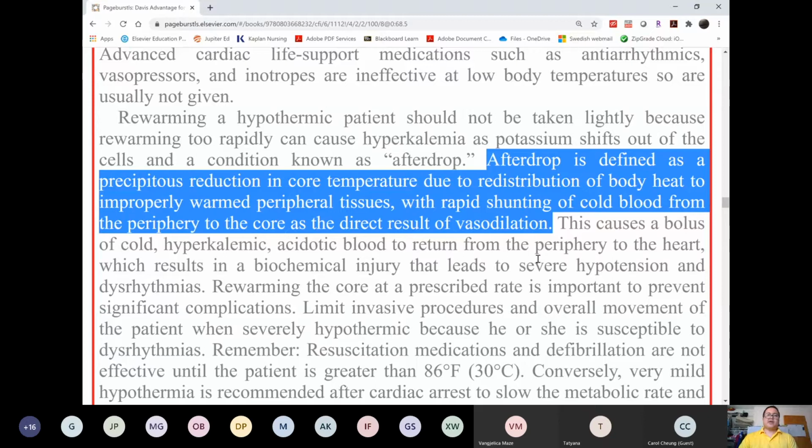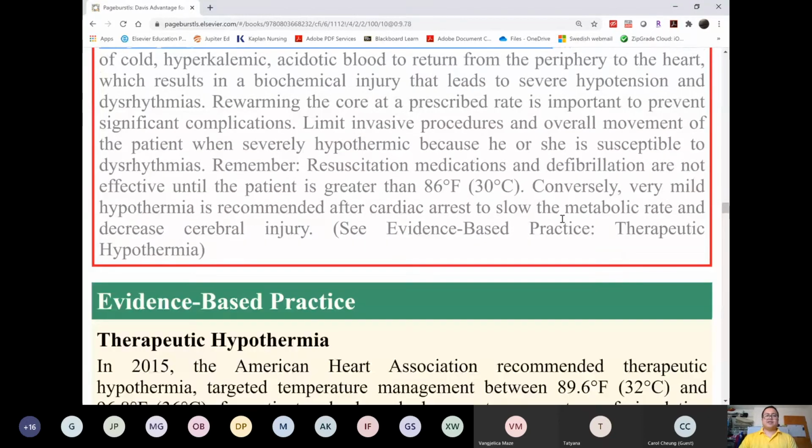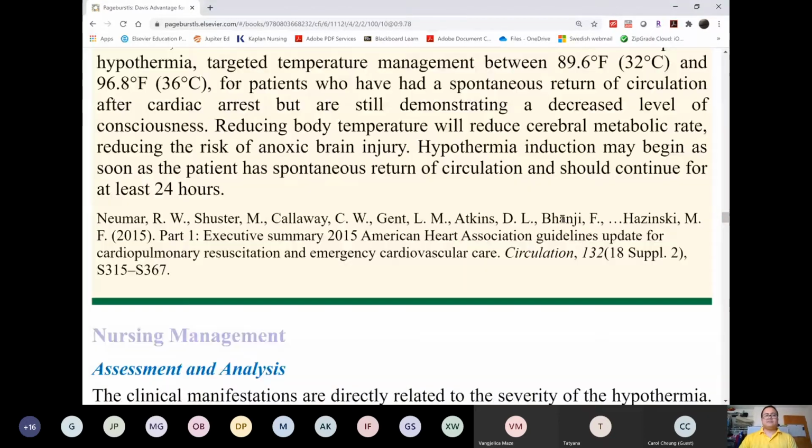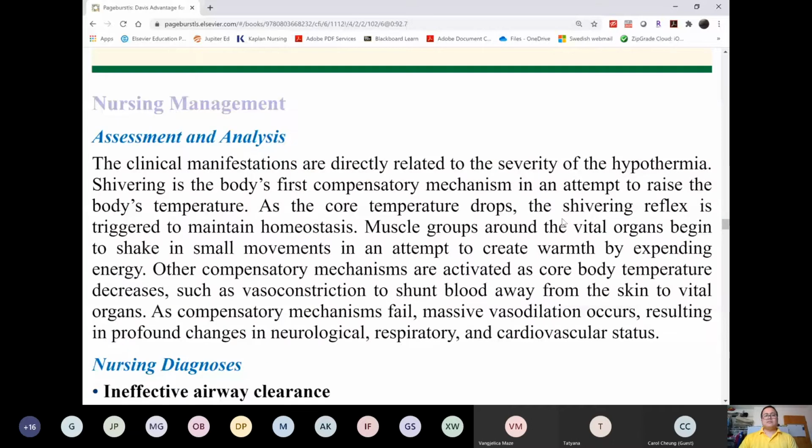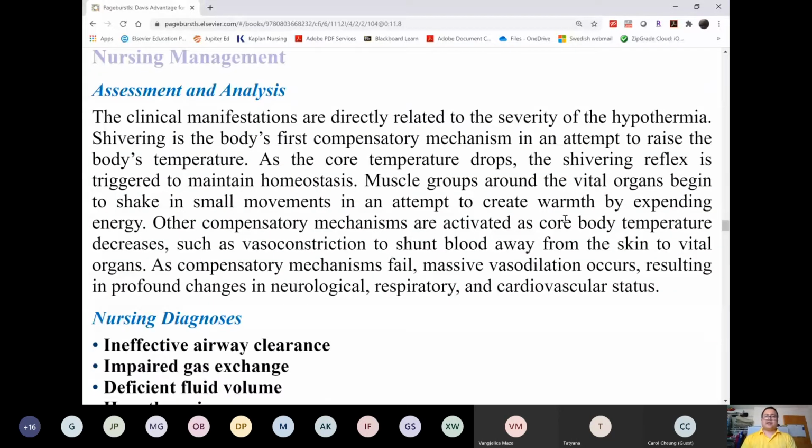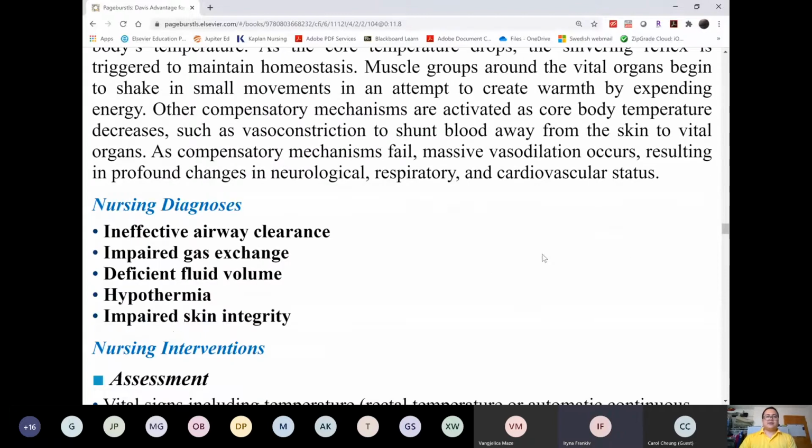Okay, please read the rest of this safety alert. Let's go now to signs and symptoms. So a patient who is hypothermic, what will they look like? Cyanotic. Okay. Signs and symptoms, by the way, are here.